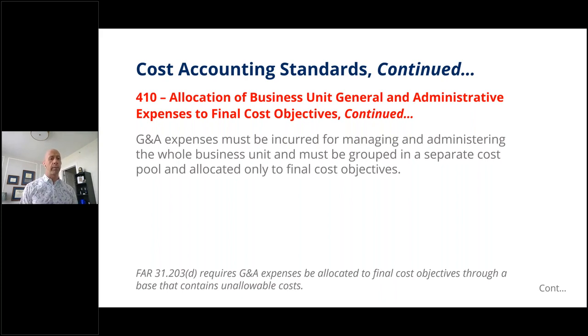Also note that there's a FAR requirement in FAR 31. It's the cost principles. Generally, FAR 31 requires G&A expenses to be allocated to a final cost objective through a base that contains unallowable costs. This is one of the key things that we find a lot of companies do incorrectly. This is low-hanging fruit for auditors. They know that unallowable cost is something in general that many contractors get wrong. They have improper treatment of unallowable costs. They don't segregate the unallowable costs.